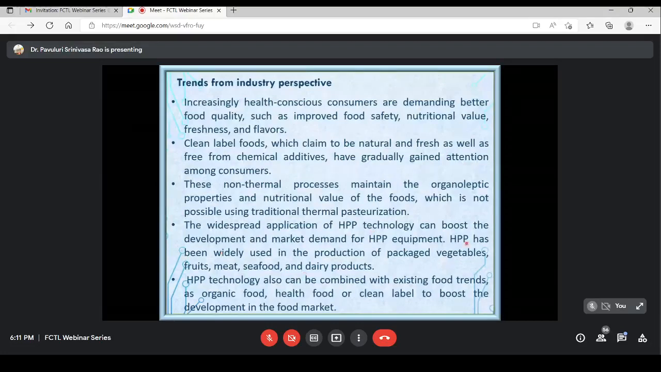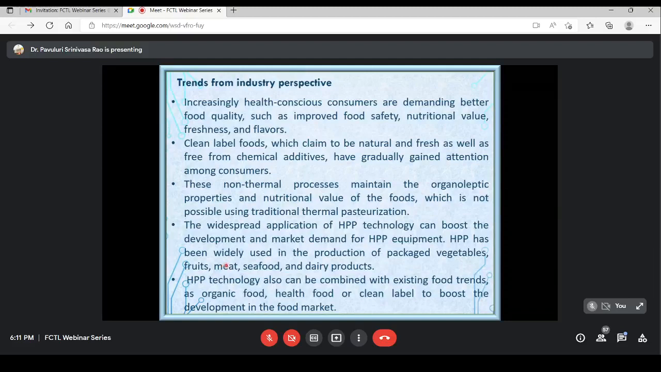So the widespread application of HPP technology can boost the development of the market and market demand for HPP equipment, because today, if you see, only a handful of very few companies are actually manufacturing HPP facilities, and the cost of equipment is also quite exorbitant. When you have higher demand, probably more and more manufacturers will come into play, and that is when the cost of HPP equipment can also be brought down.